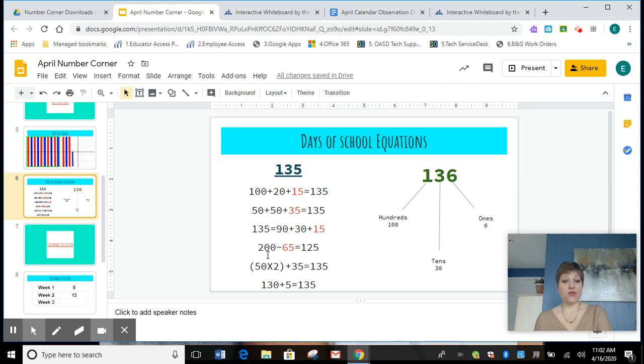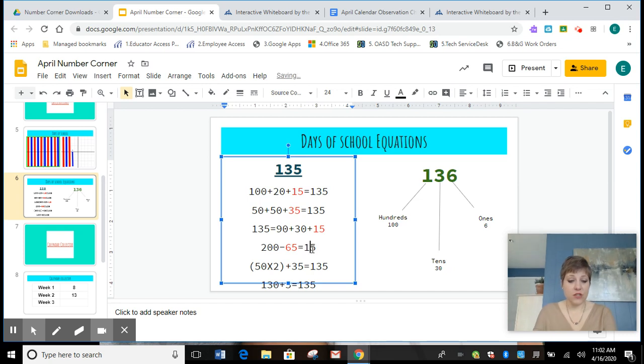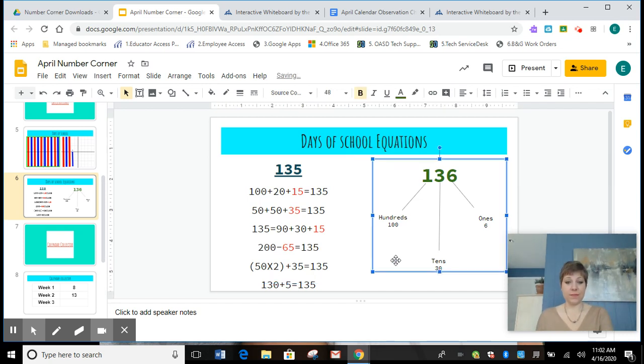If I was at 200, I would need to take away 65 to get to, let me make a change quick, to get to 135. I saw some of you using your groups of 10 to help you out. So you saw there were 2 groups of 50, so 50 times 2 got you to 100, plus 35 more. And some of you took it as just your groups of 10s. Altogether, you had 130 worth of groups of 10s, and then 5 more ones to get you to 135.